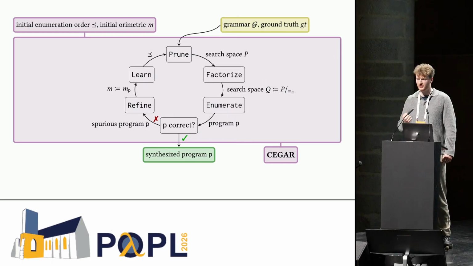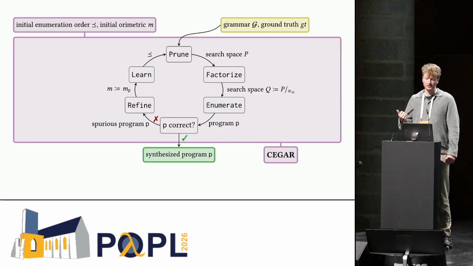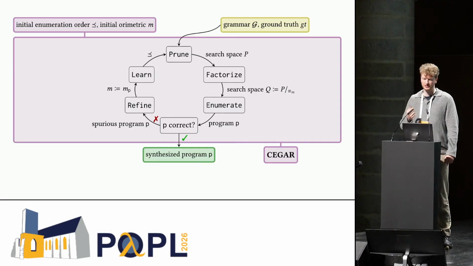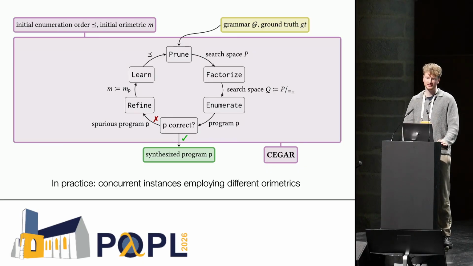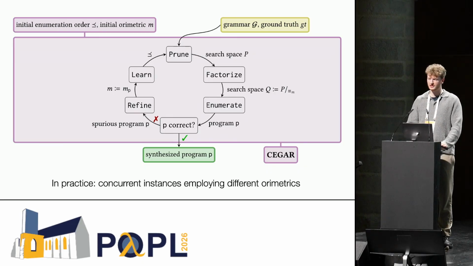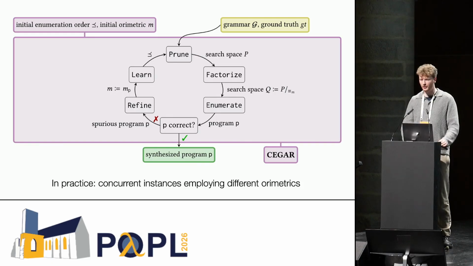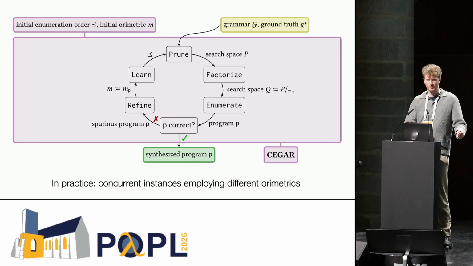What I haven't shown you today is how to use abstraction with the oriented metrics. Then you might want to introduce refinement. And if you have a previous loop, a previous enumeration process, then you can learn from that previous enumeration process and get a different enumeration order. But for this, you have to read the paper. Now, in practice, we will instantiate this algorithm using concurrent instances employing different oriented metrics. So we might have oriented metrics tailored towards multiple operators.